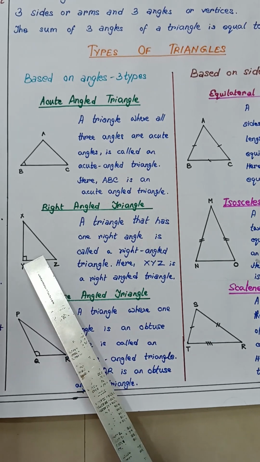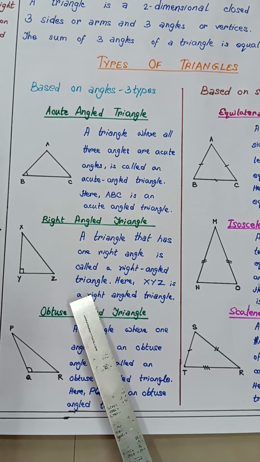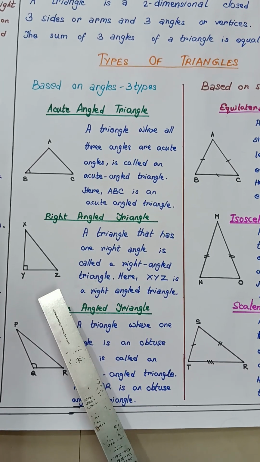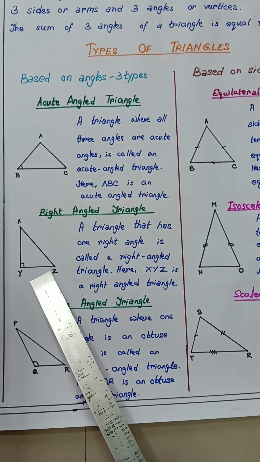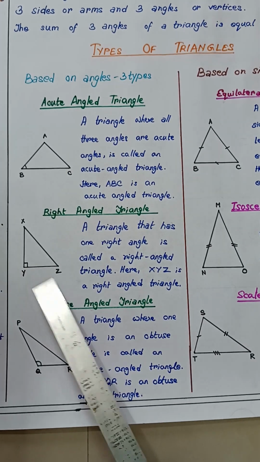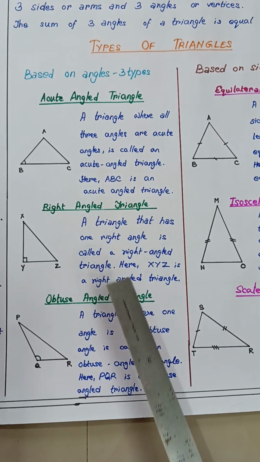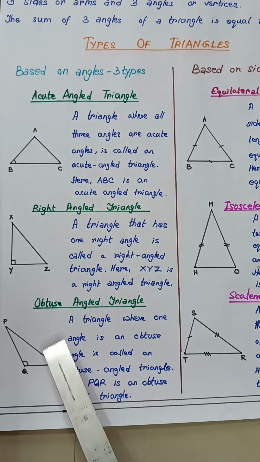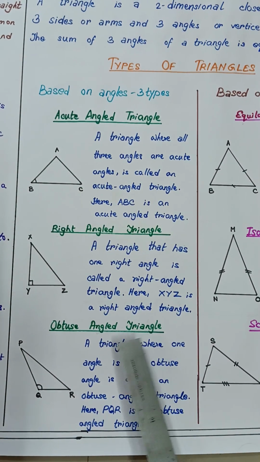Students, you do remember that in a right angle triangle there can be only one right angle and not more than that, and the other two angles of a right angle triangle must always be less than 90 degrees. Okay. Next, obtuse angle triangle.